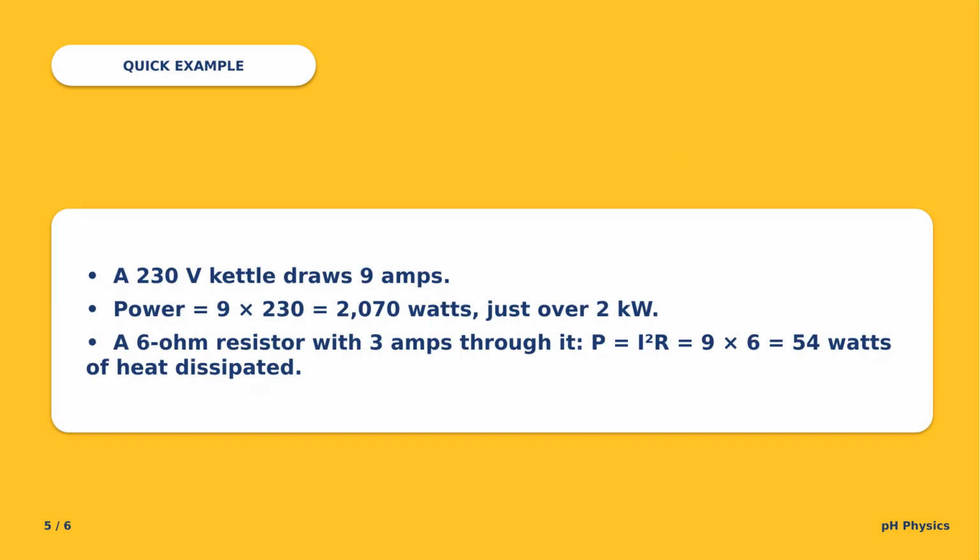Quick example, a 230 volt kettle draws 9 amps. Power is 9 times 230 equals 2070 watts, i.e. just over 2 kilowatts. A 6 ohm resistor with 3 amps through it, P equals I squared R equals 9 times 6 equals 54 watts of heat dissipated.